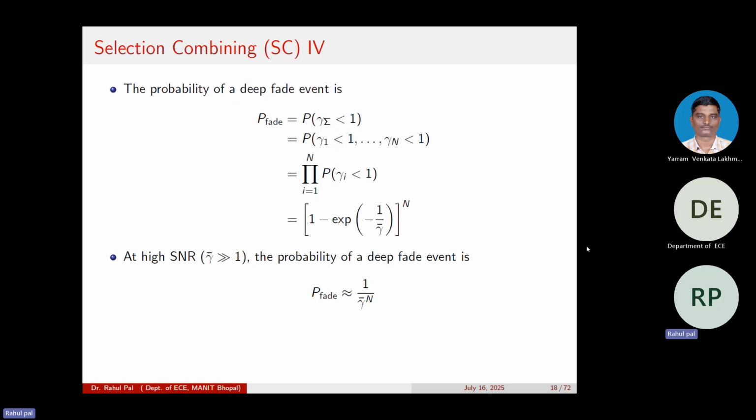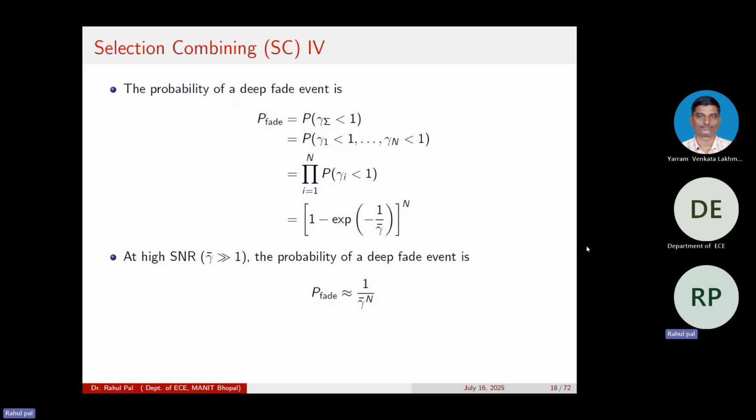E raised to minus 1 by gamma bar. Right. If we look at the signal to noise ratio, we are getting this expression, one by gamma bar raised to L. So now the probability of deep fade event is getting reduced and it is decaying at a faster rate.